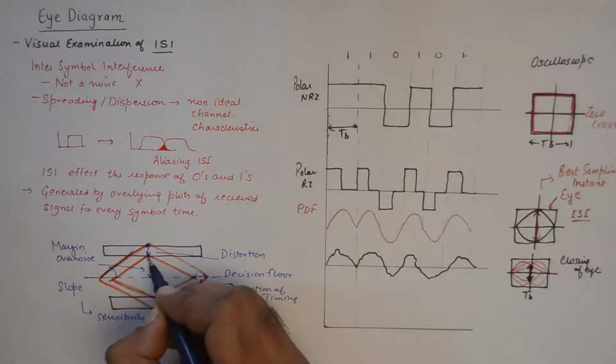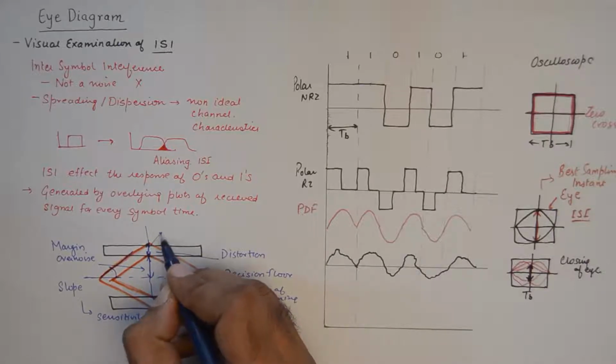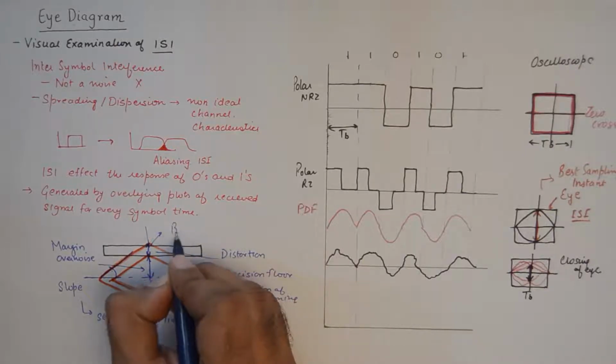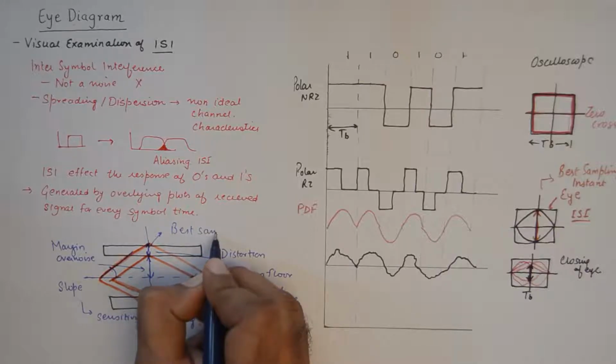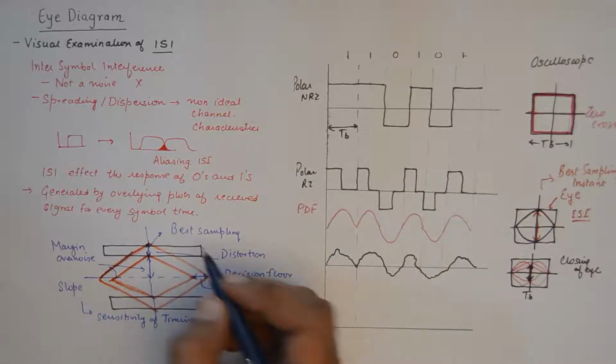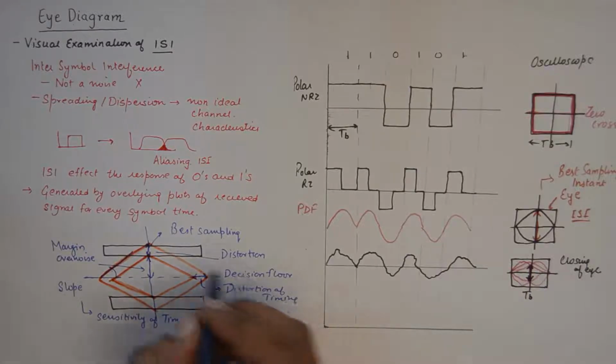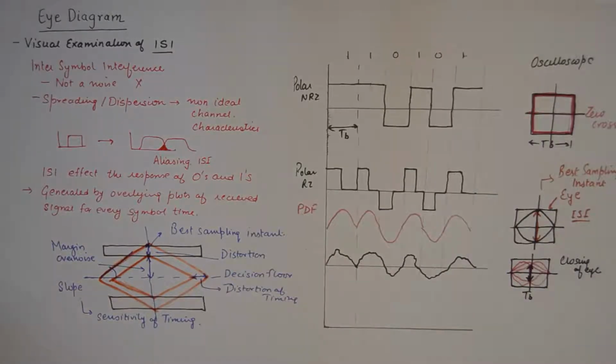And this instant, and this vertical line right in the center, will be the best sampling instant, because a sample collected at such instant would tell you whether it's a 0 or a 1. So all in all, the eye diagram will tell us about the condition of the signal. It is the visual examination of ISI, which is a result of dispersion.